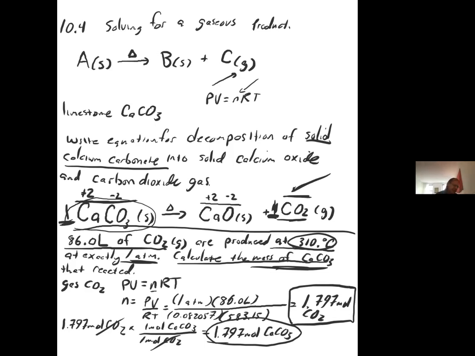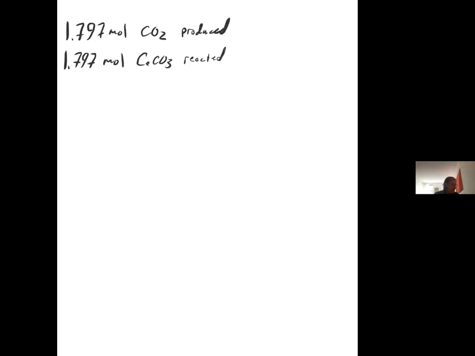So let me save this, and then 1.797 is what we have. So be careful with this one because in this particular equation, all the coefficients are 1. Okay, so this is how much reacted. If the coefficients aren't 1, then you got to take those numbers into account, right? Okay, so last step. Well, we want CaCO3.